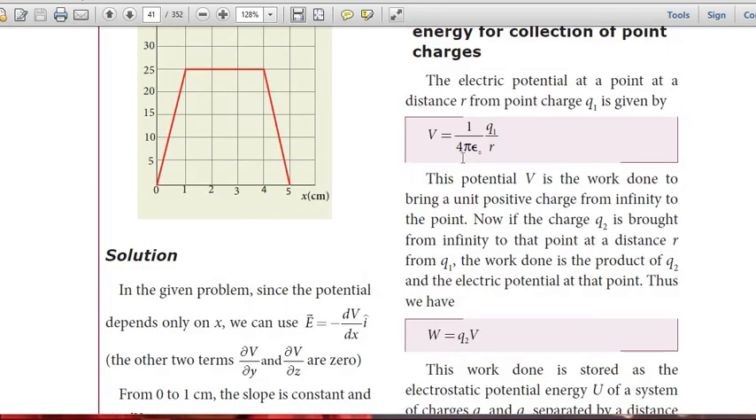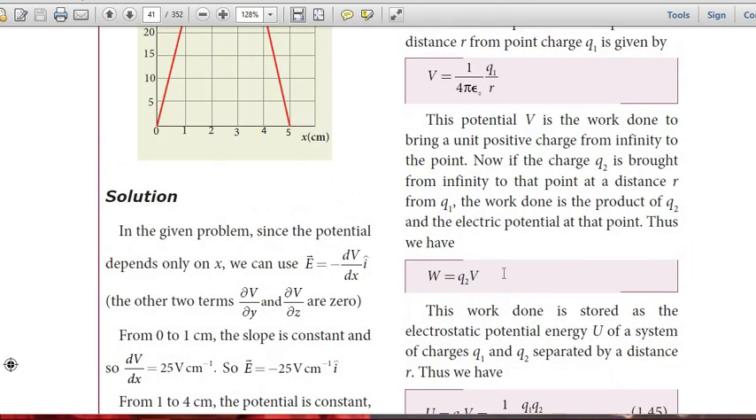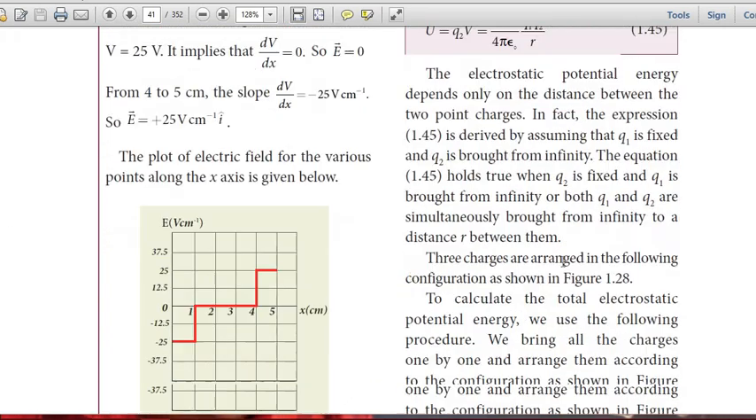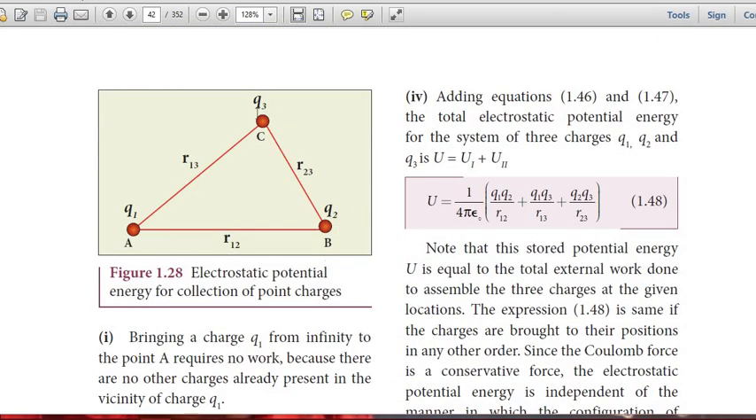If there are a number of charges, for collections of point charges, W is equal to QV. Substituting the value of V, U is equal to Q into V is equal to 1 by 4 pi epsilon naught Q1 Q2 divided by R. For a collection of charges Q1, Q2, Q3, the electrostatic potential energy is U is equal to 1 by 4 pi epsilon naught, Q1 Q2 divided by R12 plus Q1 Q3 divided by R13 plus Q2 Q3 divided by R23.